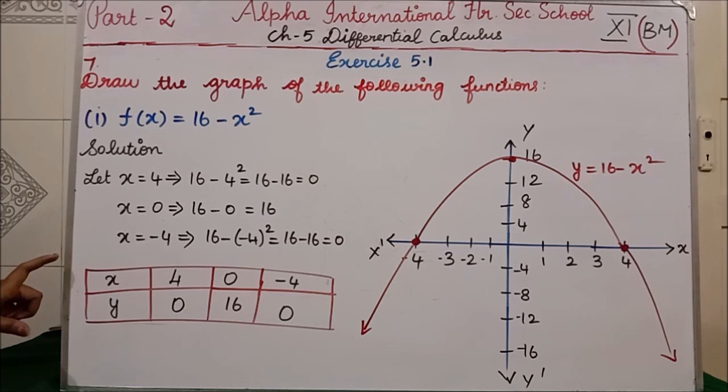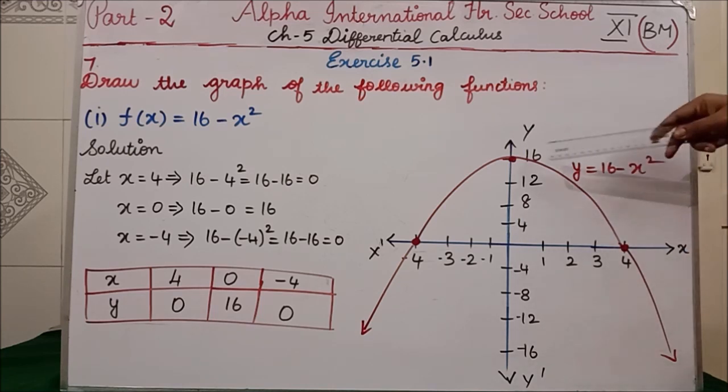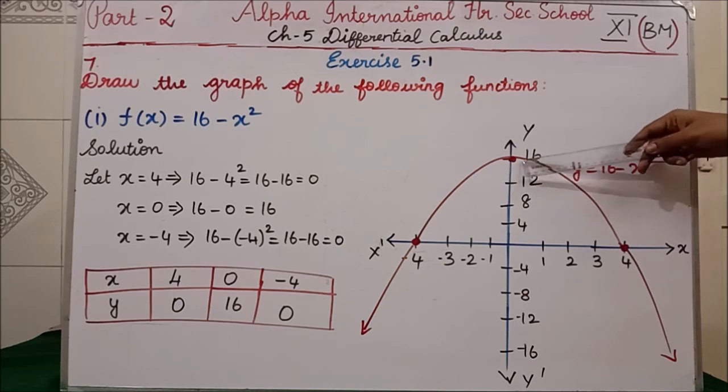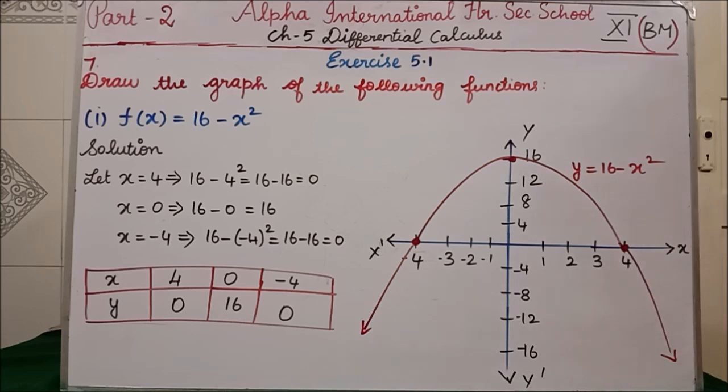Students, after writing this table, you have to just plot the points in the graph. See how I have plotted. The first point is what? 4, 0. Where will 4, 0 come? In the x-axis it will come. Now you all know how to draw the graph, isn't it? Now 4, 0 means it will come here. Next is what? 0, 16. 0, 16 means it will come in the y-axis. So 16 is positive, so here I have kept a dot. Can you see 0, 16 is here. Clear all of you?